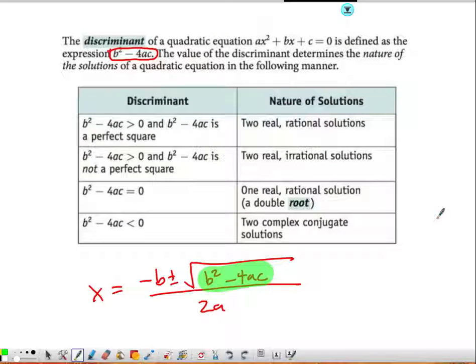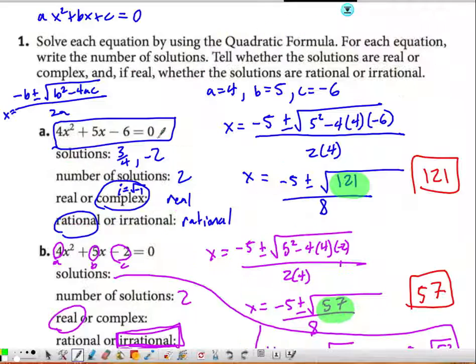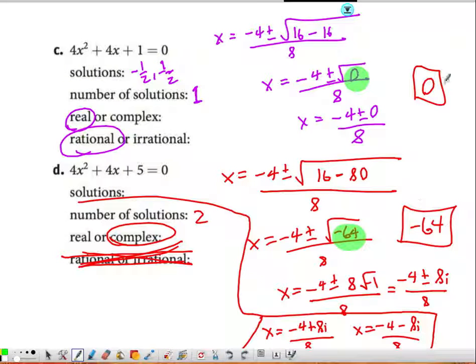Now let's look at the table. b squared minus 4ac. Okay, so when the discriminant is greater than 0, and b squared minus 4ac is a perfect square. So let's take a look at these. Which one of these is greater than 0? Well, this one is greater than 0, and this one is also greater than 0. Is 0 greater than 0? No. So this one isn't it. Is negative 64 greater than 0?